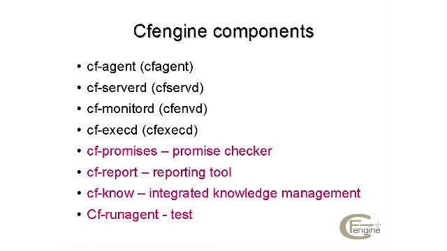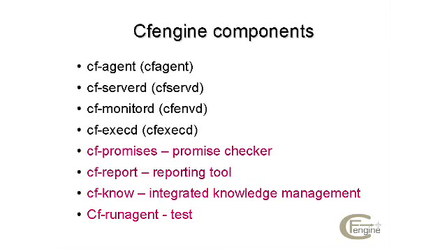Here are some of the components. There's an agent, which is the dangerous part, the part that makes changes, the active part, I should say. CF server daemon is the server, which can pass on files, deliver files. CF monitor daemon can do some basic monitoring. The exec daemon can do execution. It's a scheduling agent.